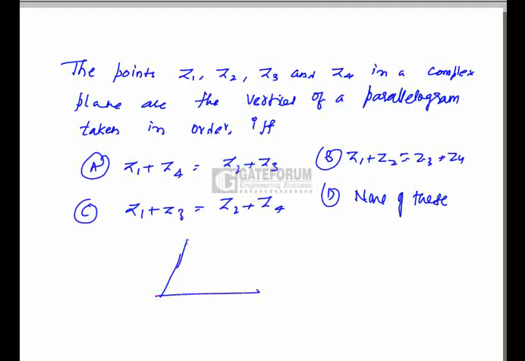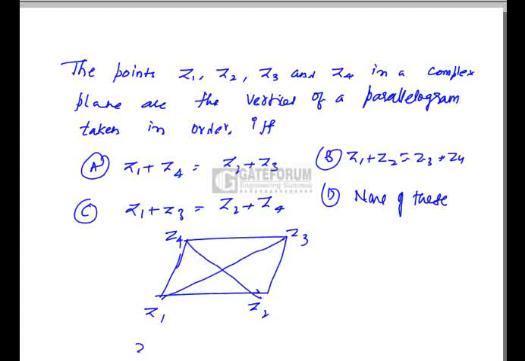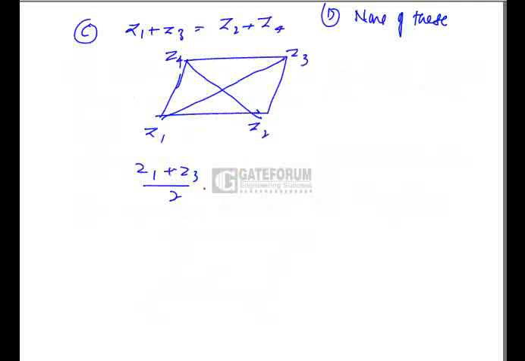Z1, Z2, Z3 and Z4 form a parallelogram. So that is Z1, Z2, Z3 and Z4 in a complex plane. Now we know that in a parallelogram the diagonals bisect each other. So Z1 plus Z3 by 2 must be equal to Z2 plus Z4 by 2. That implies Z1 plus Z3 must always be equal to Z2 plus Z4. So the answer is option C.